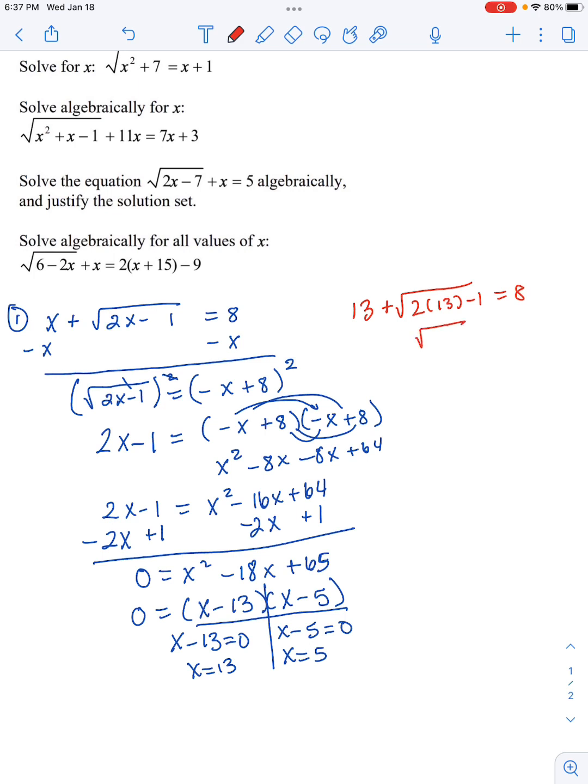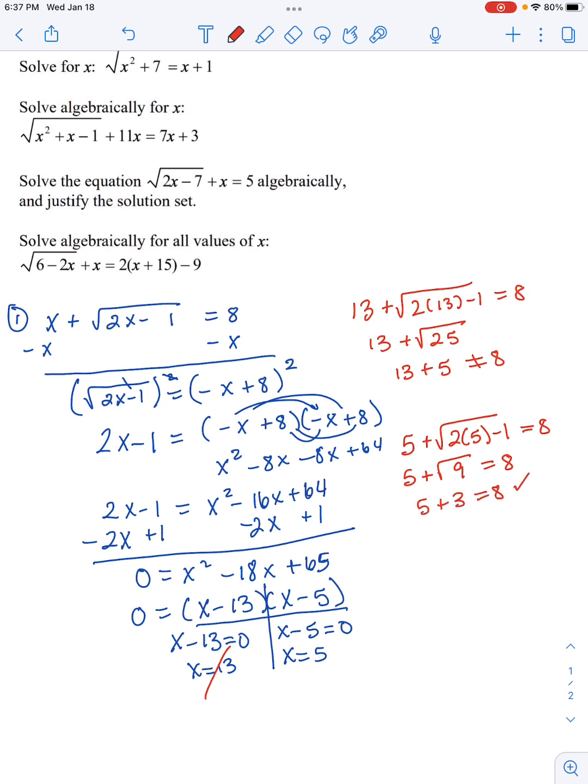So we have the square root of 25 plus 13. So we have 13 plus 5 does not equal 8. So this one is going to cancel out. Let's go ahead and check to see if 5 works. 5 plus the square root of 2 times 5 minus 1 is equal to 8. 5 plus the square root of 9, which is 3, is equal to 8. 5 plus 3 is equal to 8. This one checks out. So our solution is 5. Okay, make sure you check for those extraneous roots.